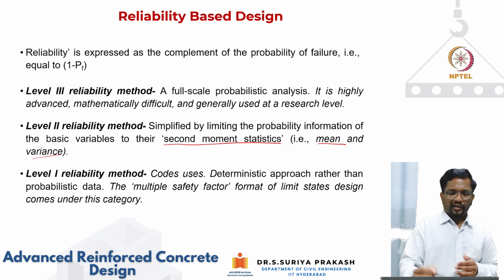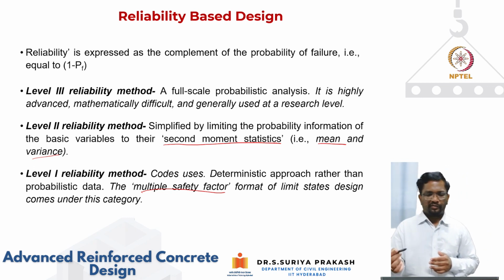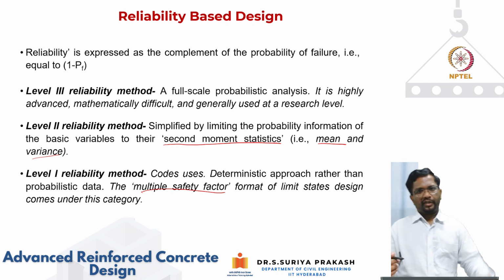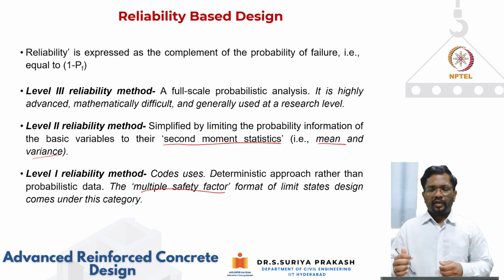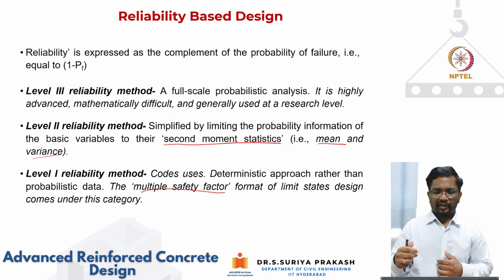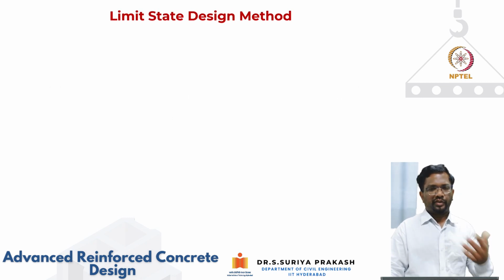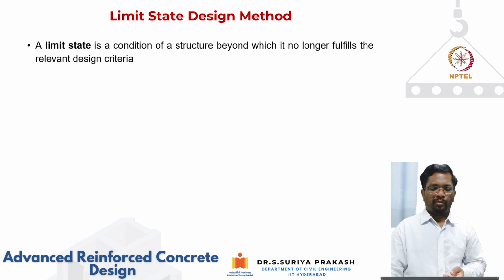And here we are considering the variability by accounting for multiple safety factor format. What is that multiple safety factor? As I've told you, we increase the load effects by gamma L and/or gamma F, and reduce the resistances by the partial safety factor for material, which is gamma M. So this level 1 reliability method is what the code uses. It's more of a deterministic approach rather than a probabilistic approach.